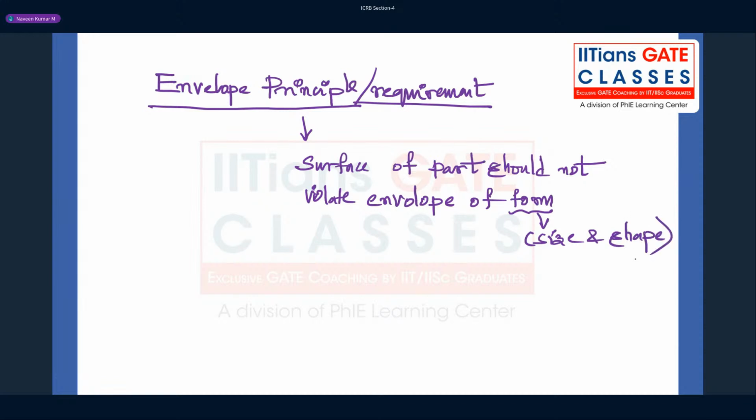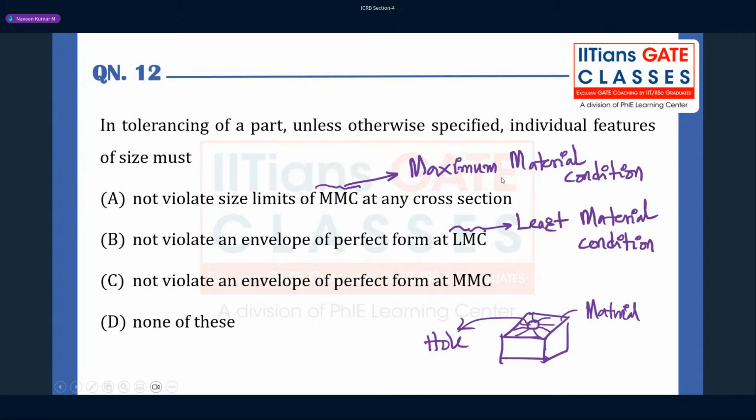Size and shape have to be not violated, and that is the envelope principle, or the envelope requirement. So this has to not be violated. Now let's go and read the options and see what this says.